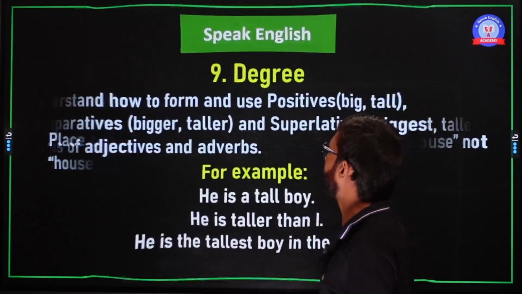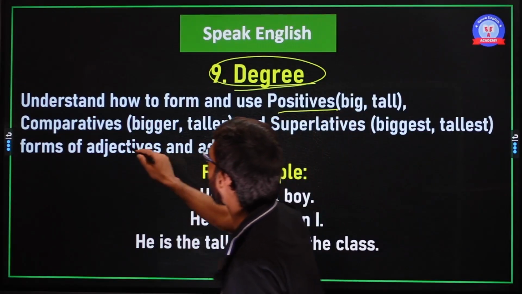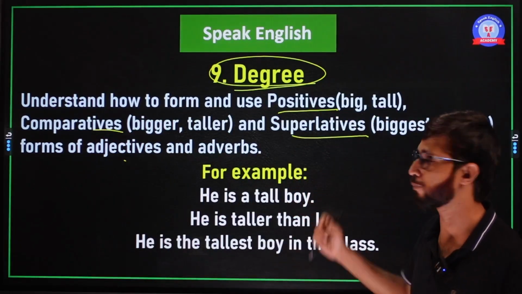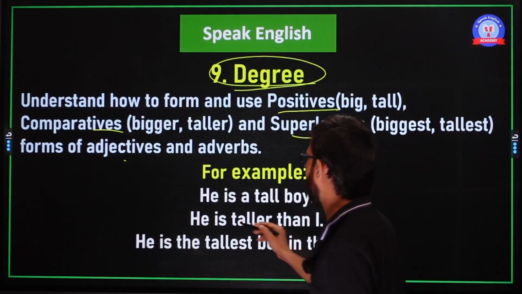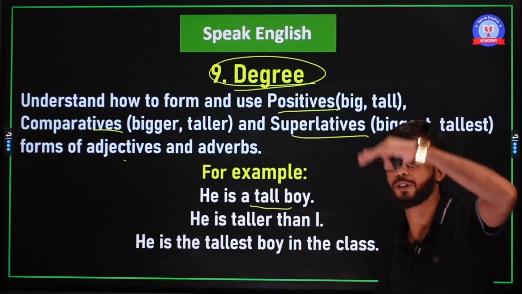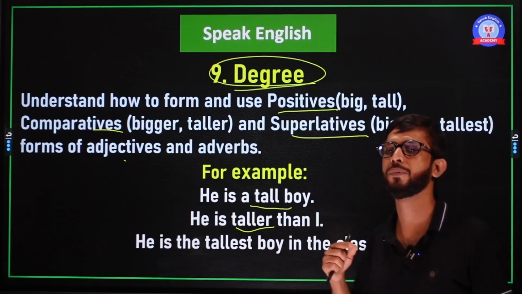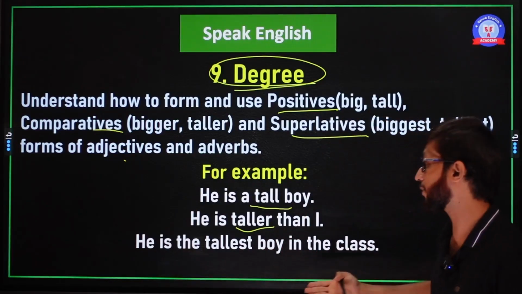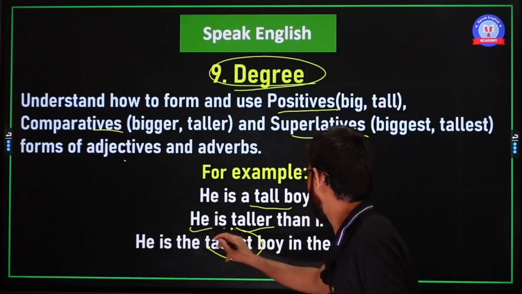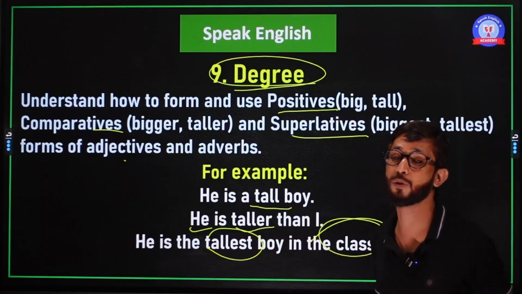Okay. Number 9, degree. Positive, comparative, and superlative are three types of degrees. Let me show you some examples. He is a tall boy. Okay, he is taller than I. It means I am less tall than he. Okay, he is the tallest boy in the class. No other boy is as tall as him, right?